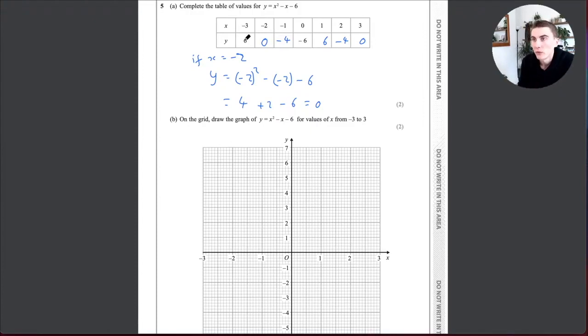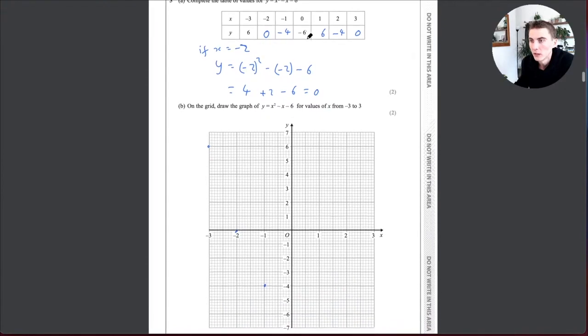So if we think of minus 3, 6, we go to minus 3 on the x-axis, and we go up to 6 on the y-axis. That's points just here. Then this one is minus 2, 0. So we go minus 2, and we're still at 0, so we pop that there. Minus 1, minus 4. So minus 1 is here. Go down to minus 4. Then we've got 0, minus 6. Oops, that's actually a bit lower than we have. So that's down here.